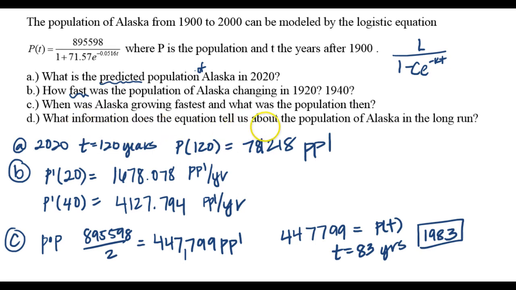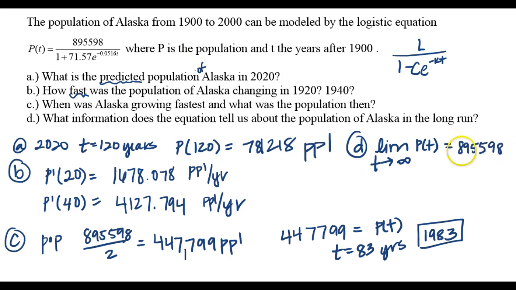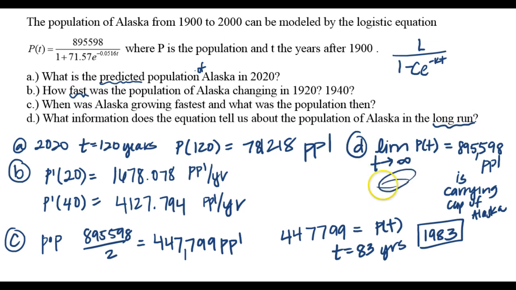And then, what information does the equation tell us about the population of Alaska in the long run? For part D, in the long run, as time goes on, we're being asked to solve this setup: as t approaches infinity, what's happening to P of t? For any logistic differential equation solution, we know the answer to this limit at infinity is the carrying capacity. 895,598 is the carrying capacity of the state of Alaska. So this many people is the carrying capacity of Alaska in the long run. That's what that sentence translates to mathematically, thinking about what happens as time goes to infinity.